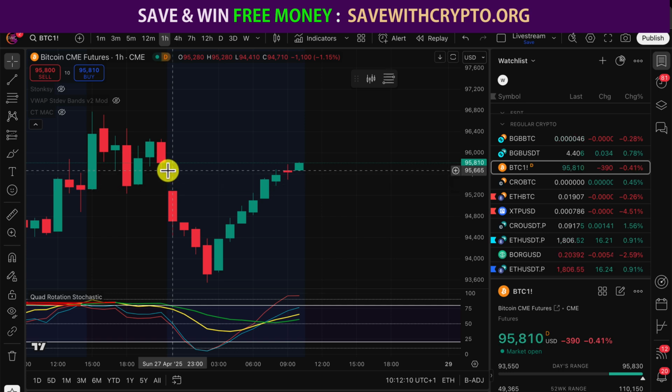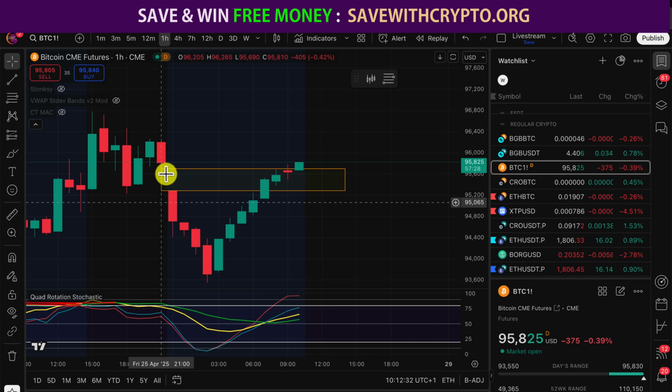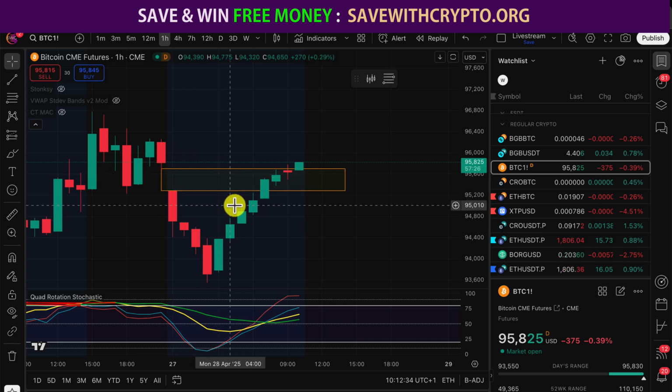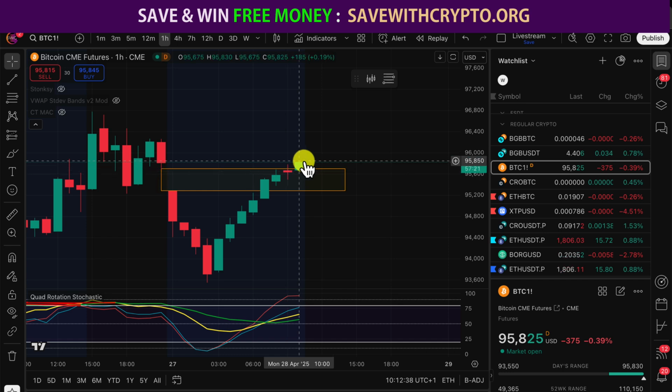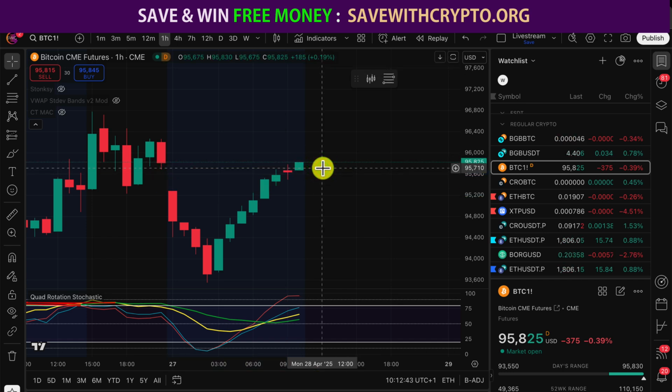Now I've always said that generally these gaps do try and fill early on in the next week. And if we just draw a little box, you can see that was the gap there. And this morning, we came back down there and we've gone right up and we filled the gap. So that gap is done. We don't have to worry about that anymore.